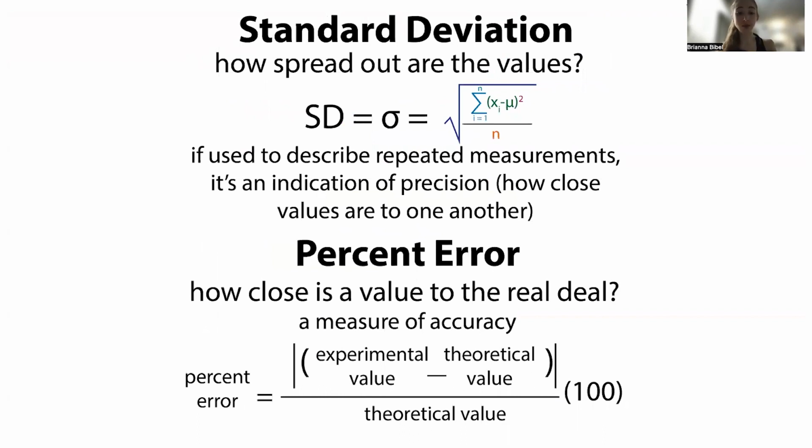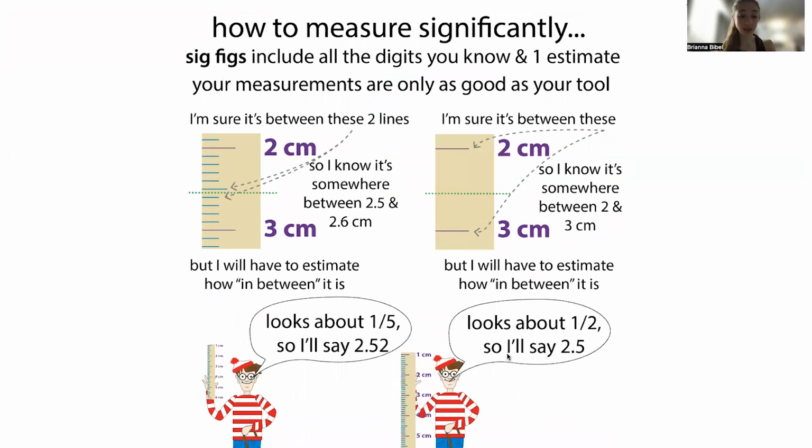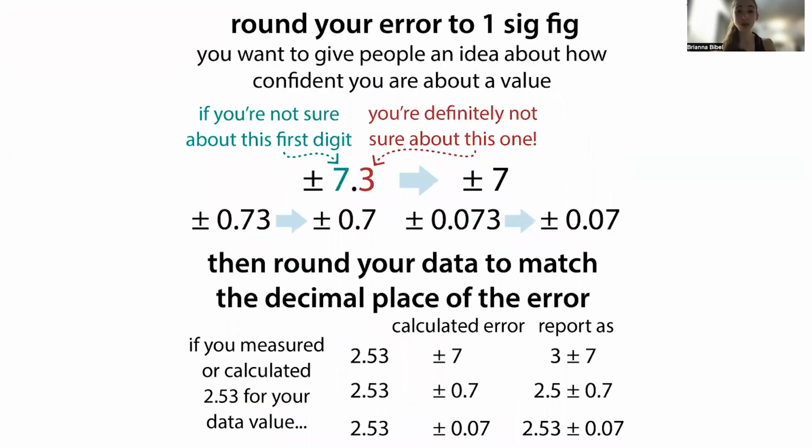Now, this is if you have repeated measurements. But what if you have a single measurement? Well, if you have a single measurement, we still have a way that we can indicate precision, and this is through significant figures. Significant figures are basically telling you which values you're confident about and which ones are estimations.